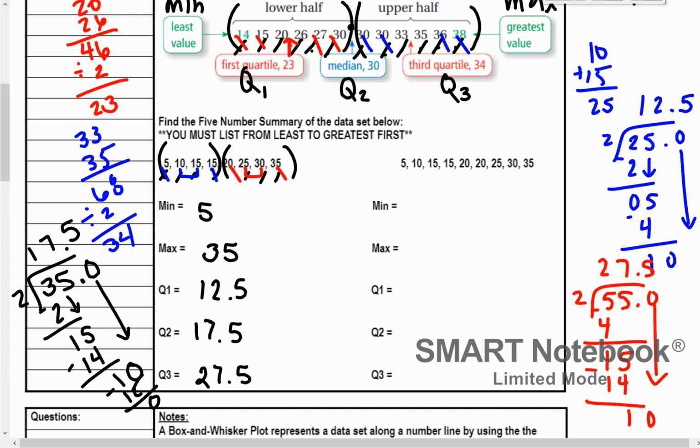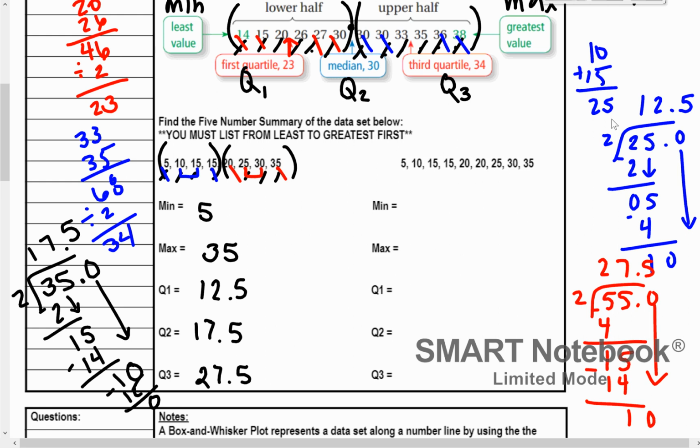Remember when we were doing our statistics unit that you can use a calculator, so you don't have to be doing all of this longhand. Sorry, I probably told you that a little too late. You can be using a calculator in order to find these numbers as well. You don't have to be doing the long division.